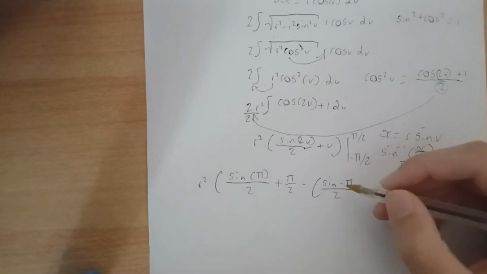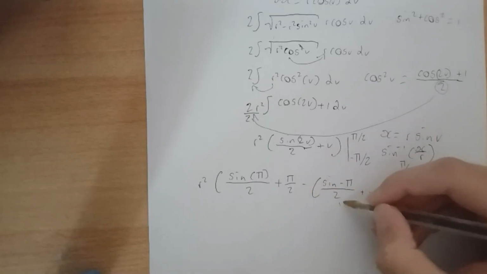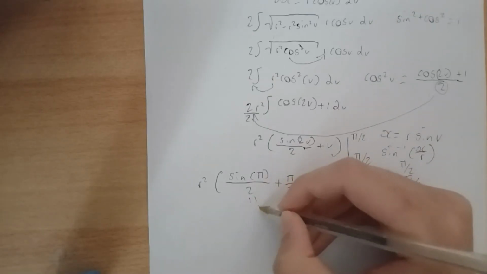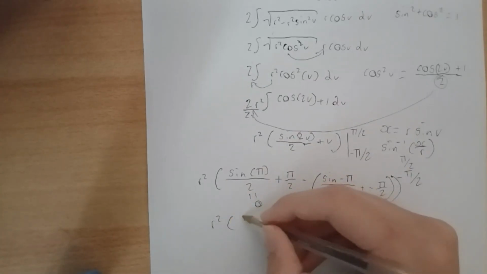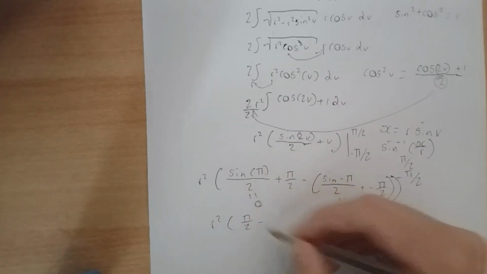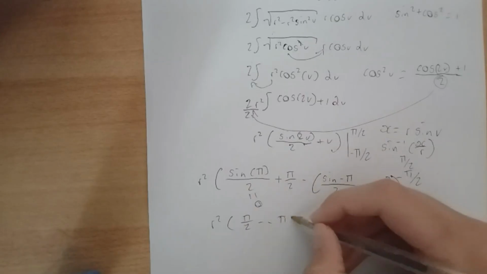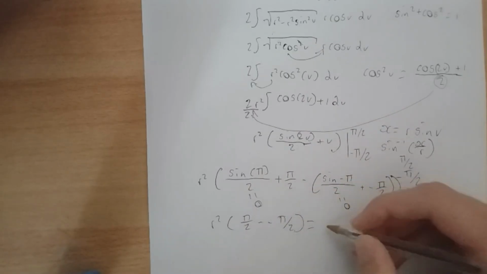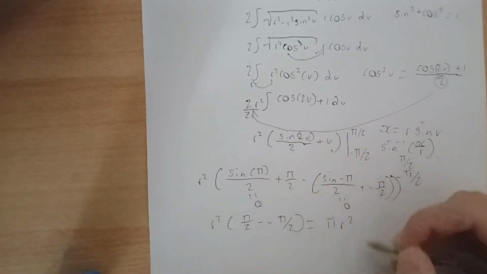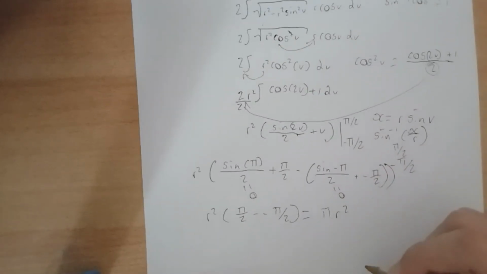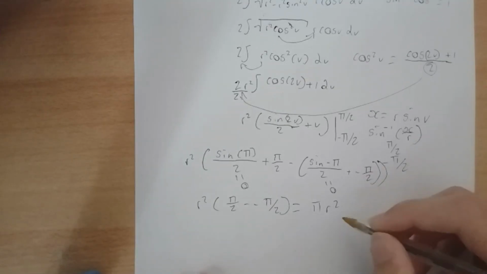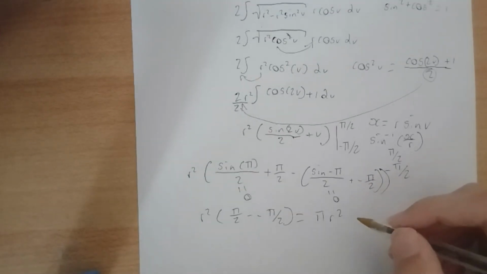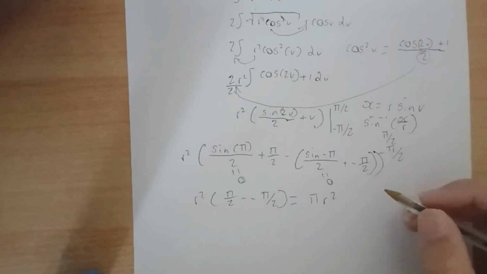Alright, so now sine of pi and sine of minus pi are equal to 0, so you can just ignore them. We get r squared times pi over 2 minus negative pi over 2, which just equals pi times the radius squared, which would be our circle formula. If you've ever seen it, it is literally just pi r squared. So we get the radius squared and we multiply it by pi.